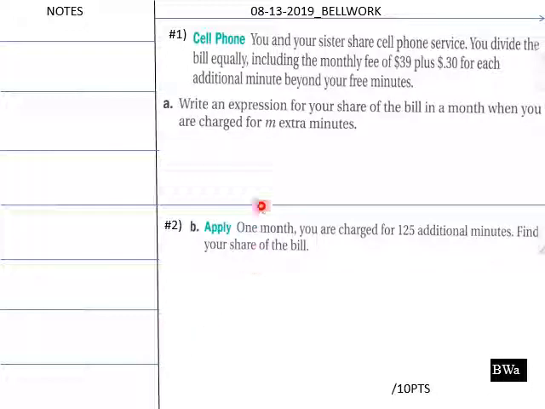Okay, welcome back. And here is our verbal model here: monthly fee plus cost per extra minute times the number of extra minutes. So we have our monthly fee and then the number of people here: 39 plus 30 cents per minute of extra minutes, over 2. That would be our verbal model going into an algebraic expression.